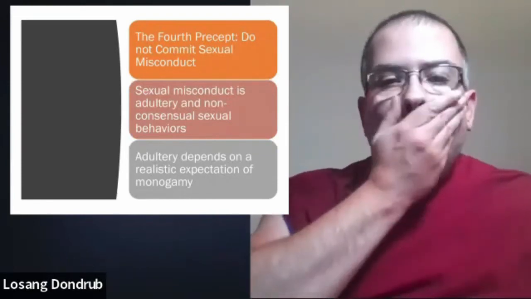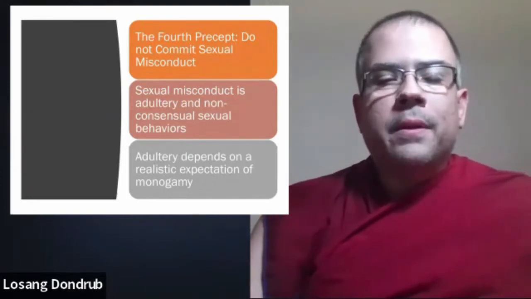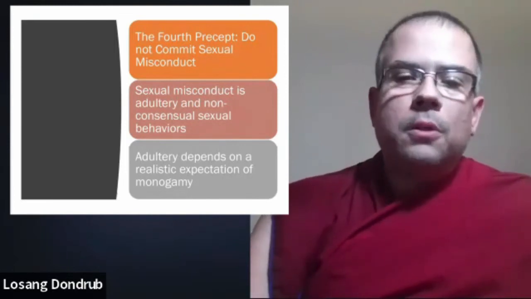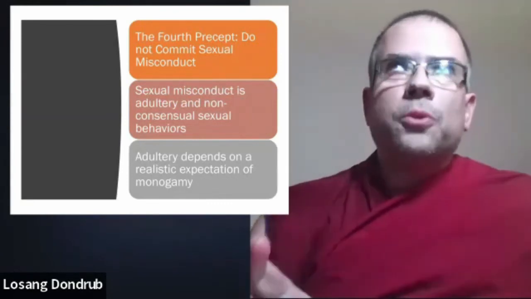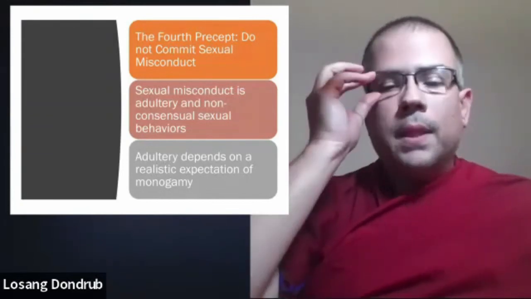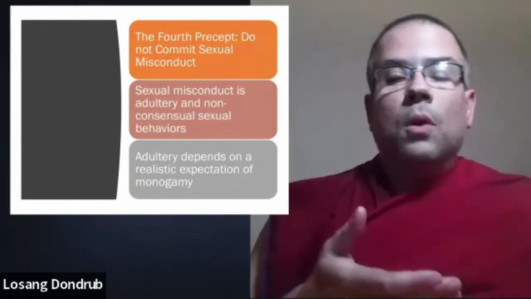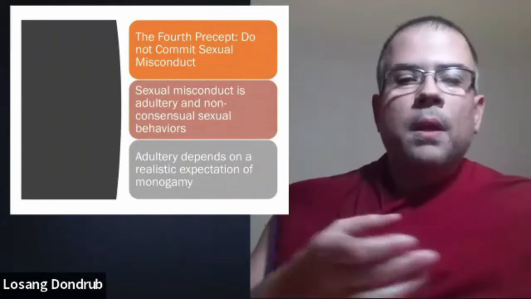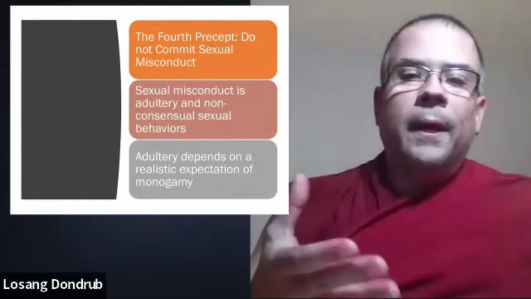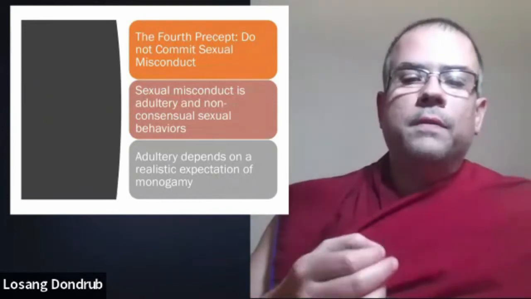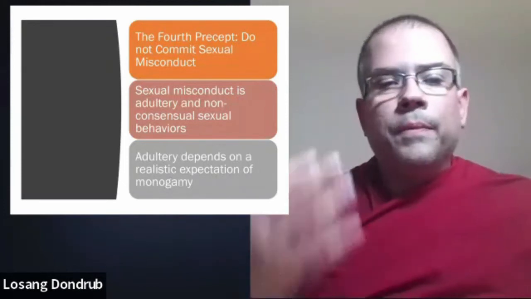Okay. So then the fourth precept is to not commit sexual misconduct. And sexual misconduct has two types. There's adultery, and then there's non-consensual sexual behavior. Adultery depends upon the existence of a realistic expectation of monogamy. It doesn't require some sort of legal marriage, but interpersonally between two people, or it could be more than two people, there's an expectation of some sort of fidelity to that person. So it could be a dating relationship, what have you.